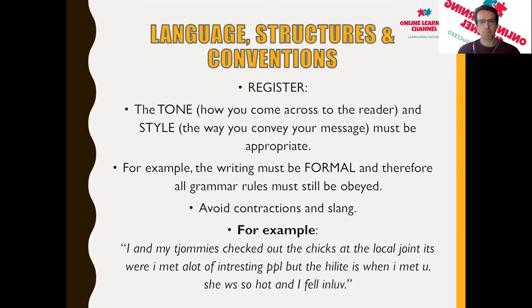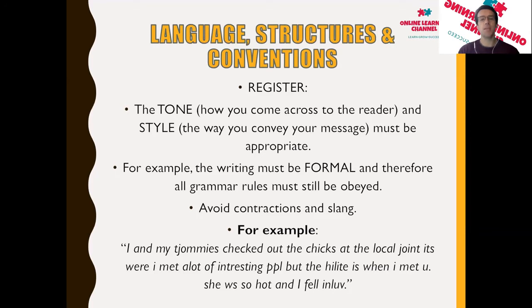I've just shared an example here with you of what could be considered an informal piece of writing, one that is not typically going to be acceptable to an examiner in terms of the use of formal language. As you can see, the particular example goes as follows: "I and my chommies checked out the chicks at the local joints. It's where I met a lot of interesting people, PPL, but the highlight is when I met you, just the letter U. She was hot and I fell in love."